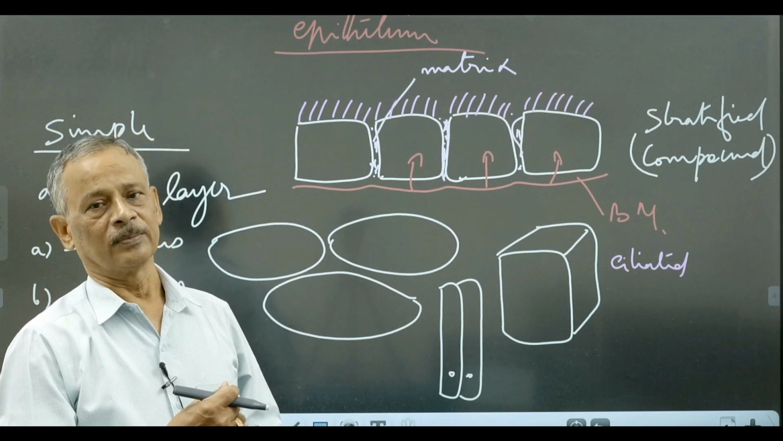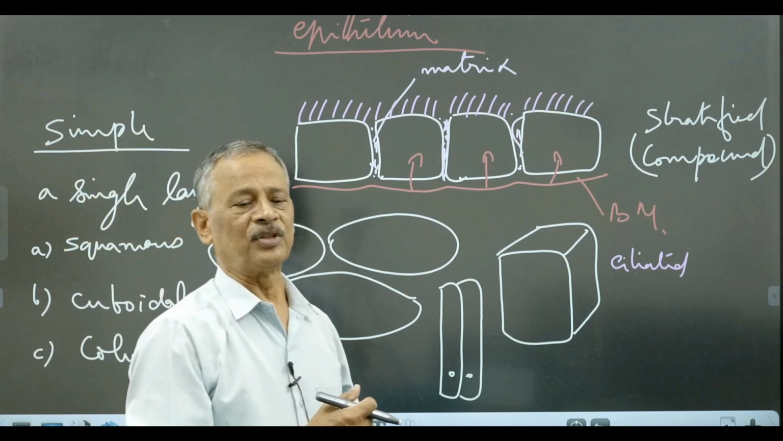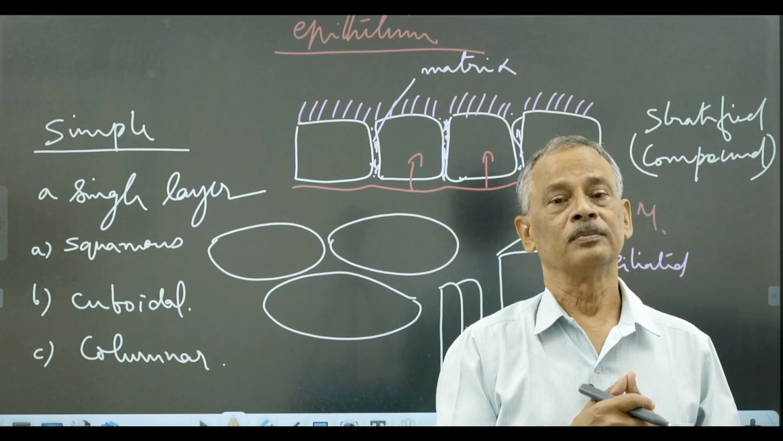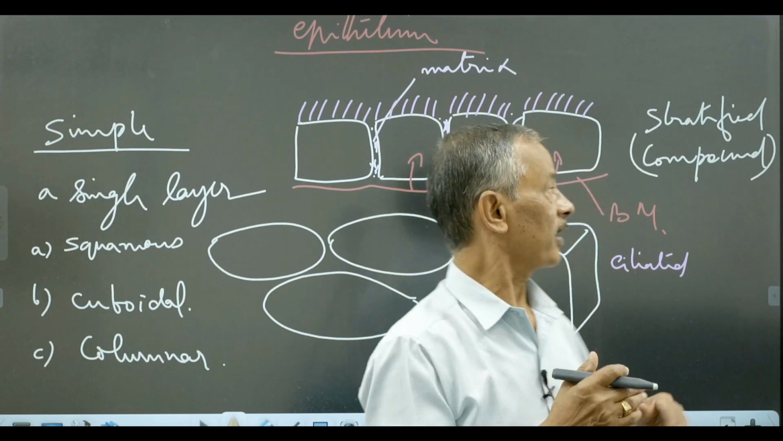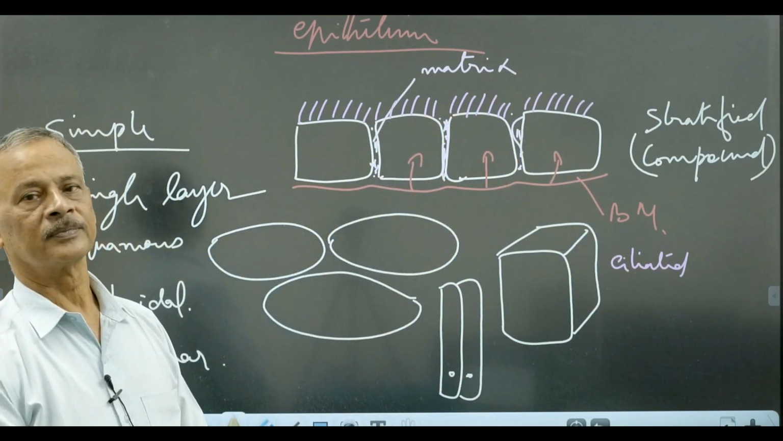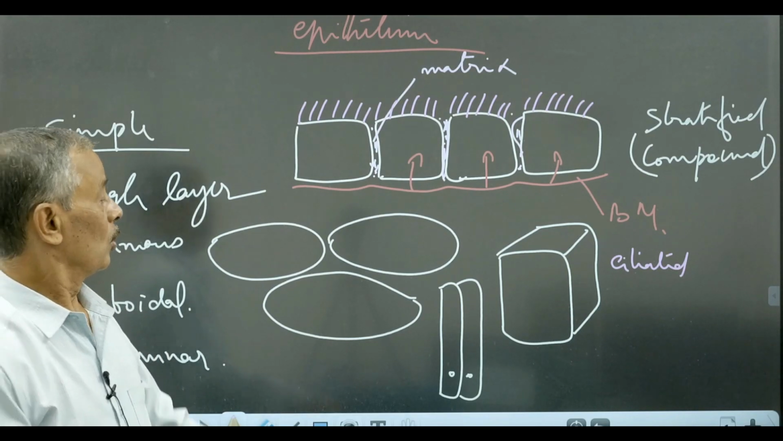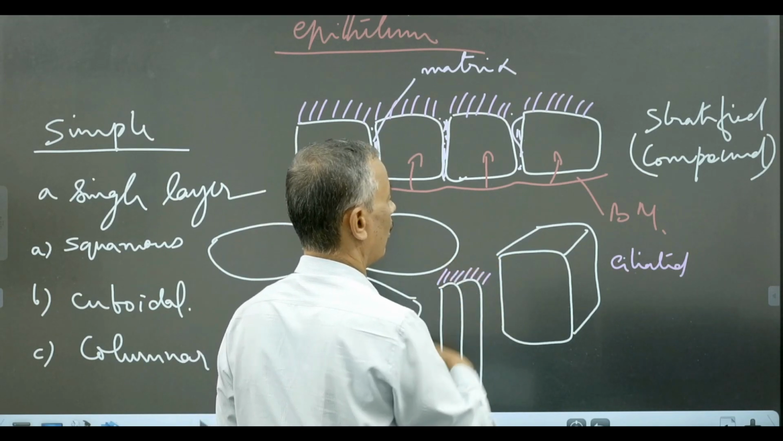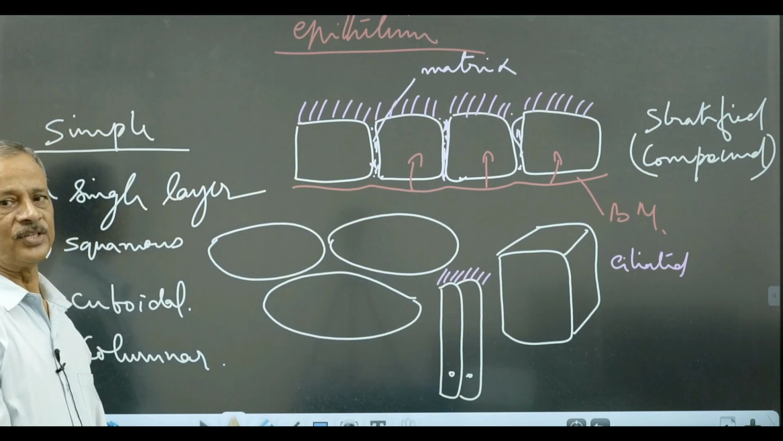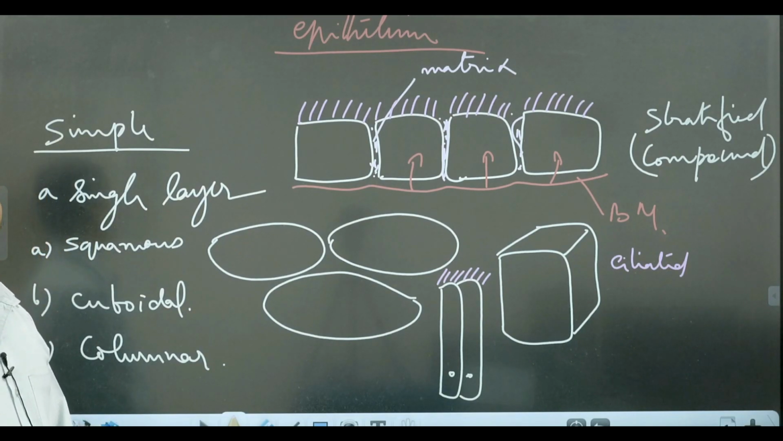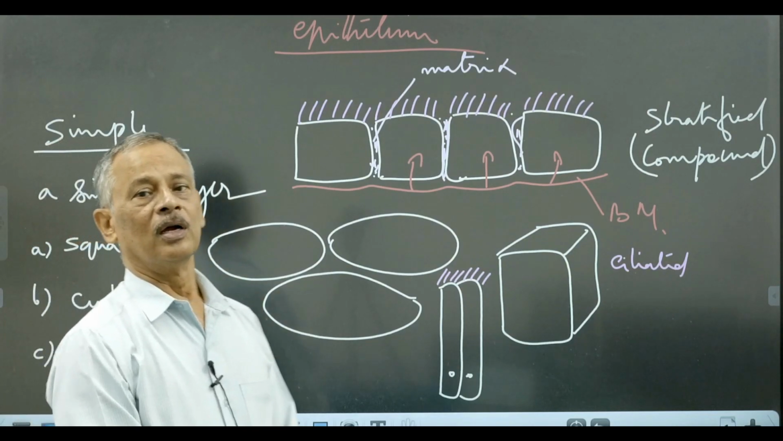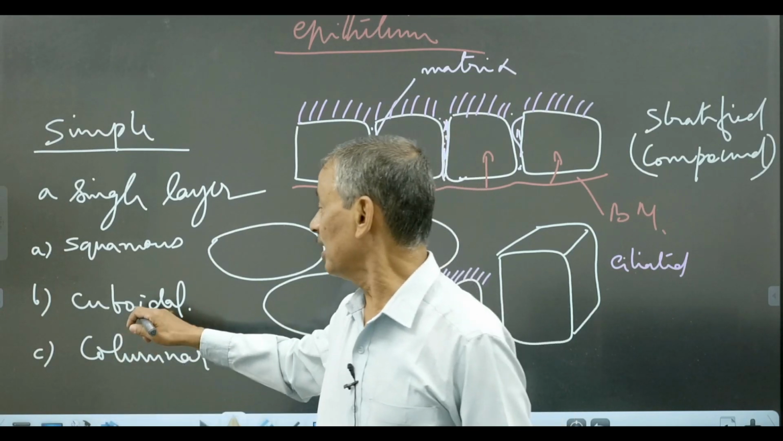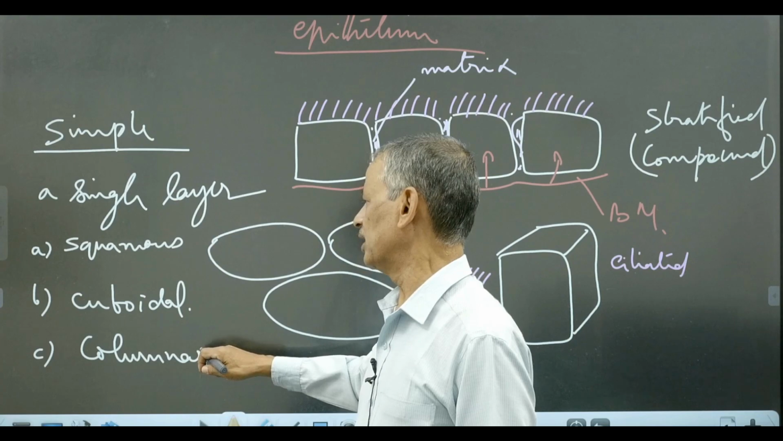This ciliated cuboidal epithelium is present in our respiratory tract, bronchioles, bronchi. Also, sometimes columnar epithelium may have cilia, then it is called ciliated columnar, which is present in the fallopian tube of the female reproductive system. So, we are having either ciliated columnar or ciliated cuboidal.